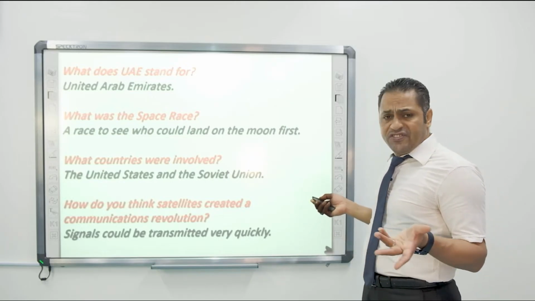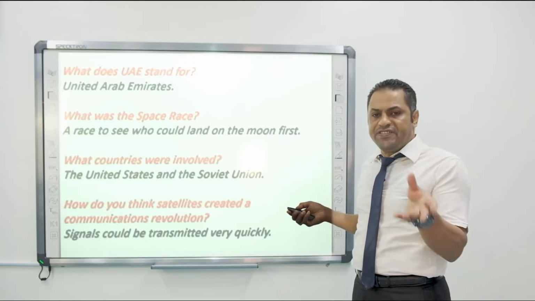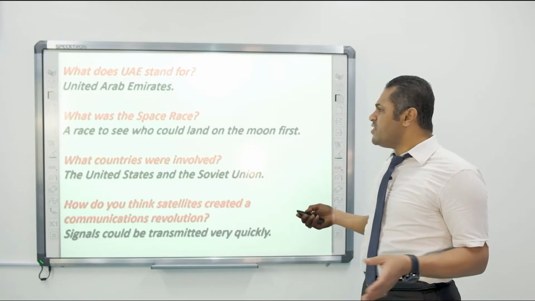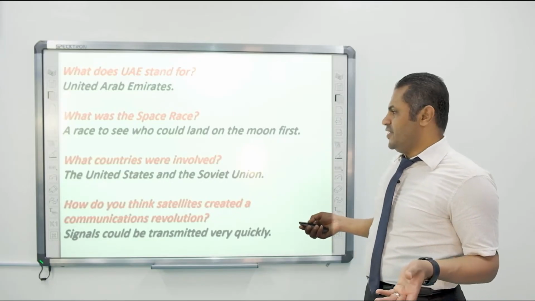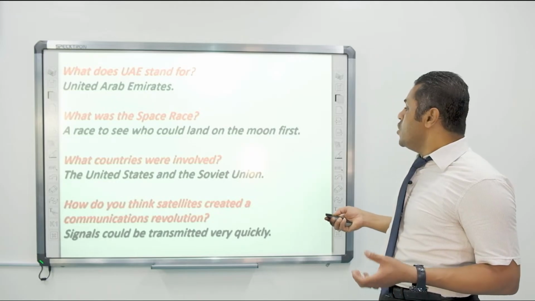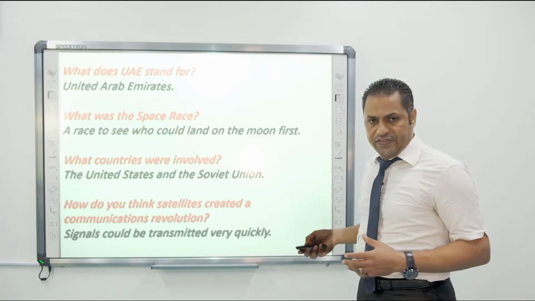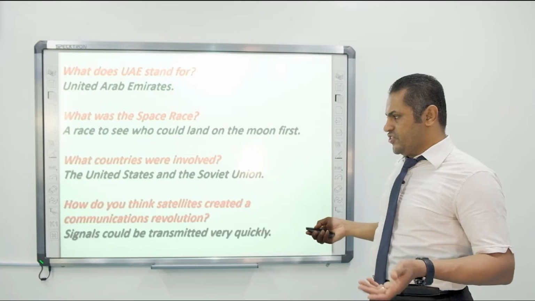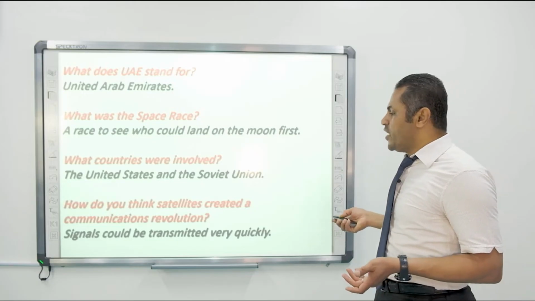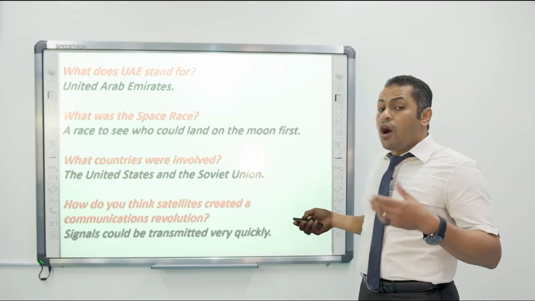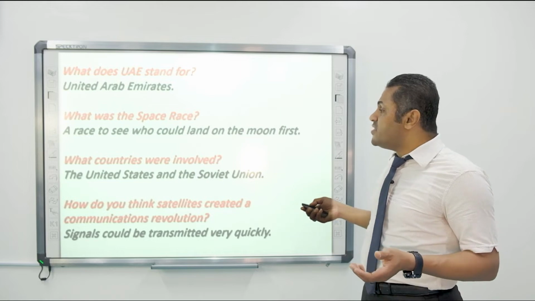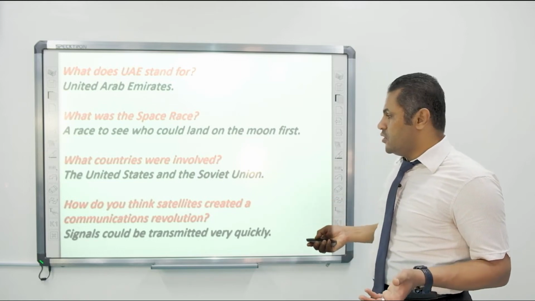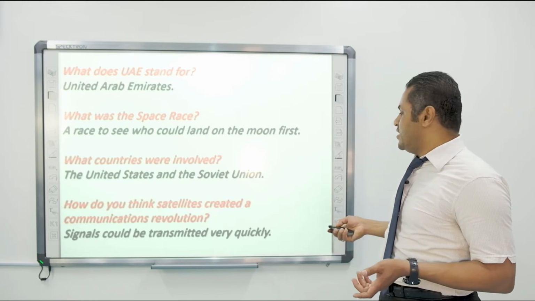What was the space race? What is the meaning of a space race? A race to see who could land on the moon first. The next question, what countries were involved in this space race? The United States and the Soviet Union.